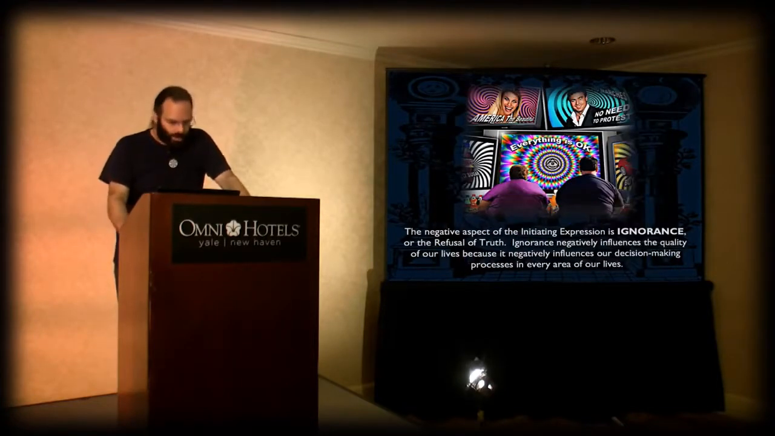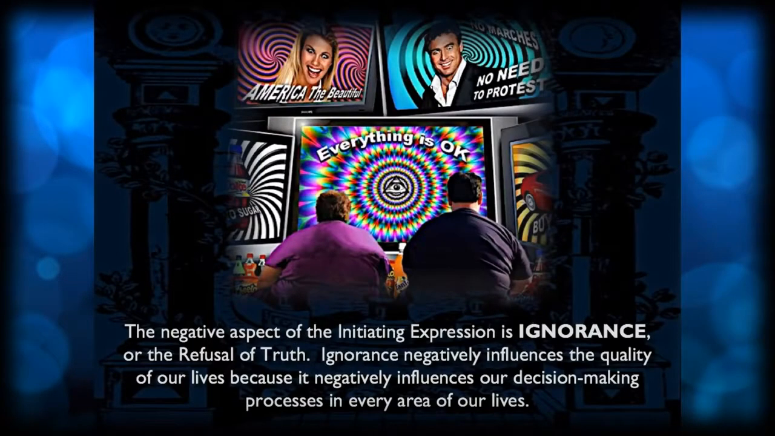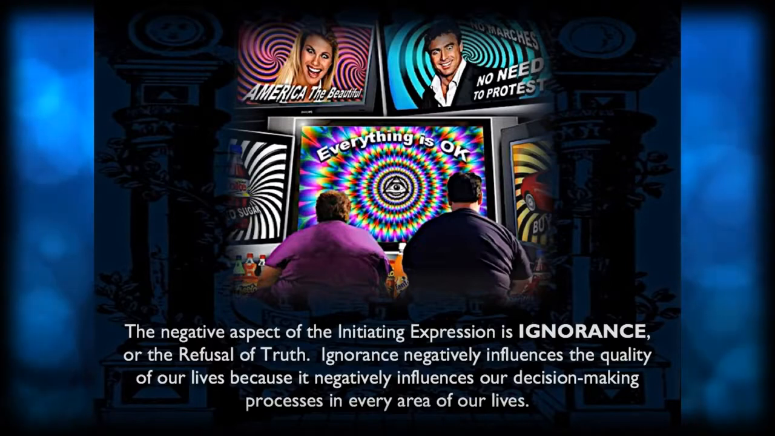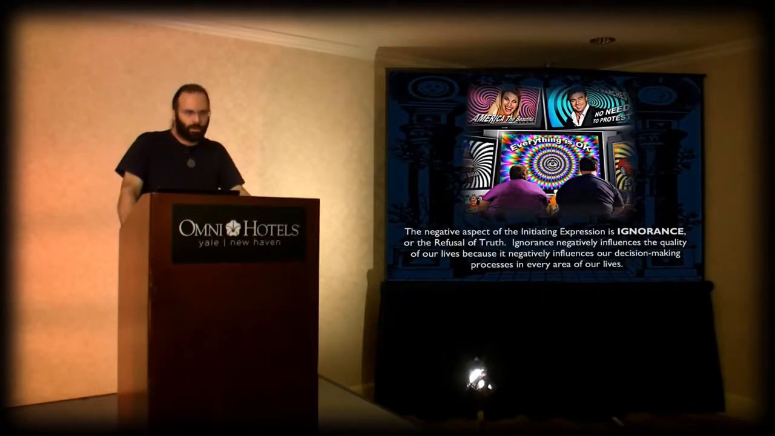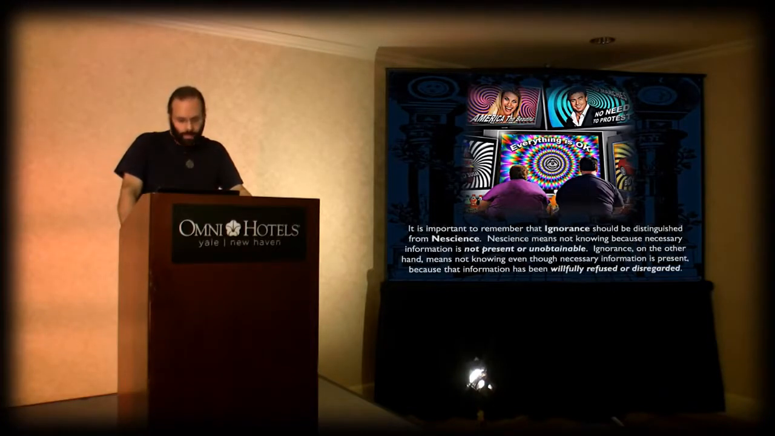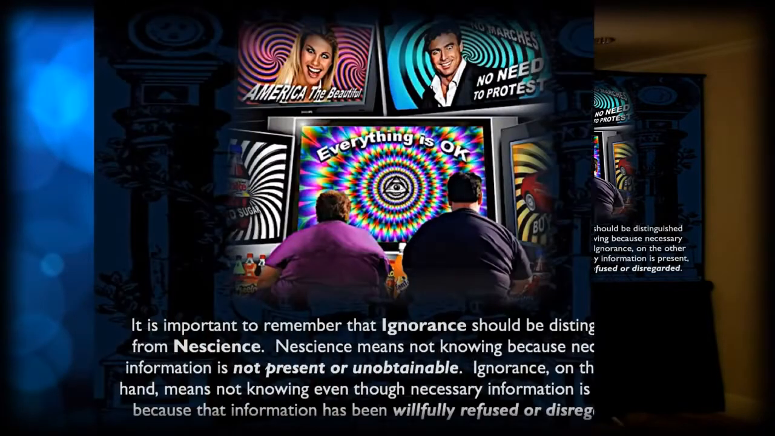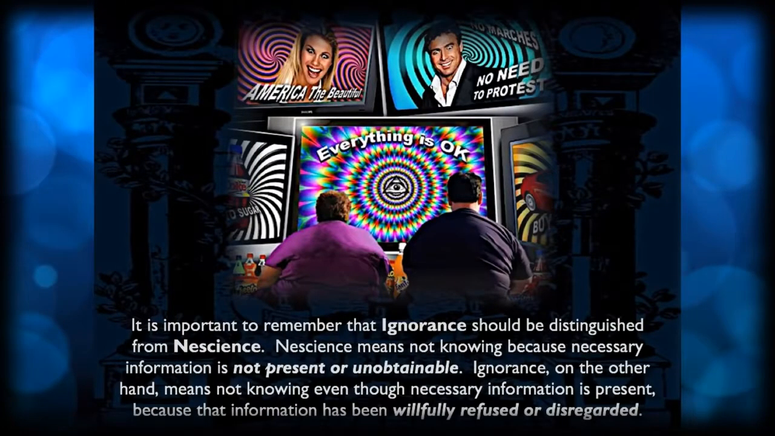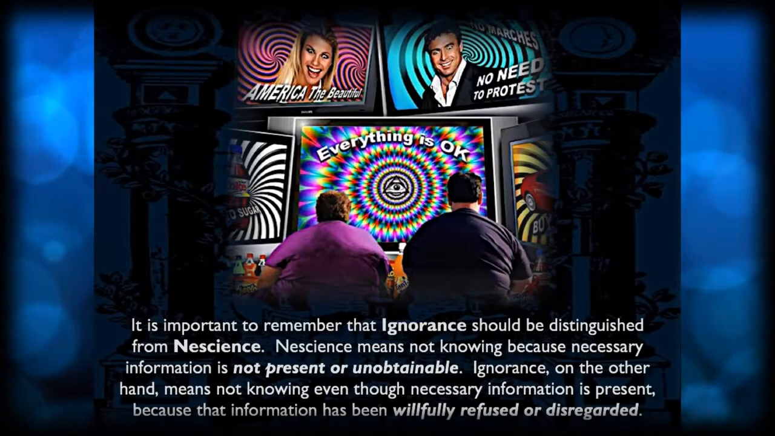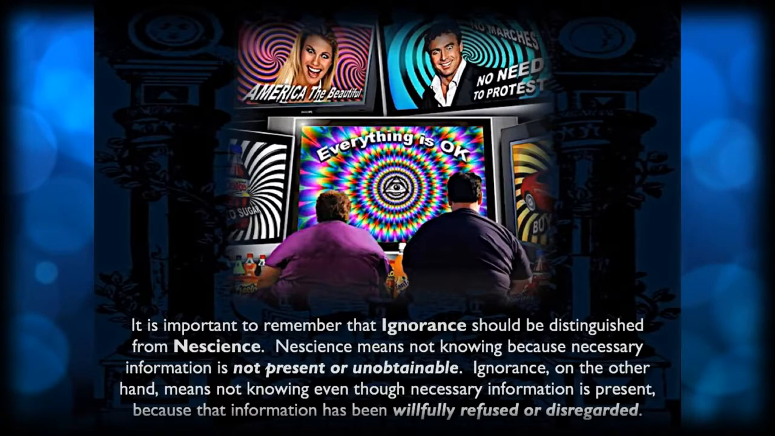The negative aspect of the initiating expression of natural law is ignorance, or the refusal of truth. Ignorance negatively influences the quality of our lives because it negatively influences these decision-making processes that lead to understanding in every area of our lives. If you're ignorant about how anything works, you can't create the desired condition. It's just not possible. It's important to remember, again, that ignorance should be distinguished from nescience, which means not knowing because necessary information is not present or was unattainable. Ignorance, on the other hand, means not knowing even though necessary information is present because that information has been willfully refused or disregarded.